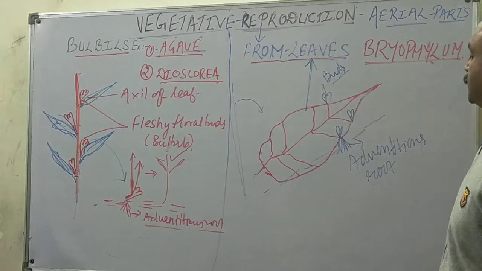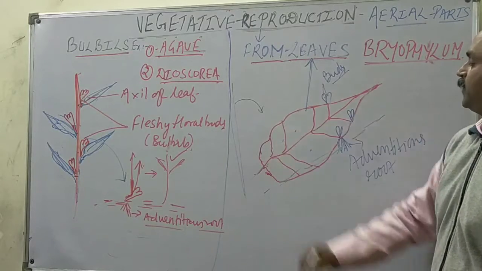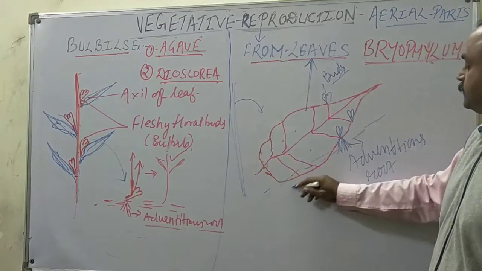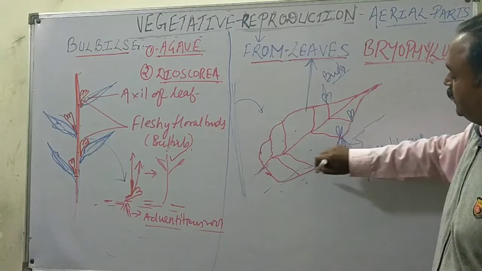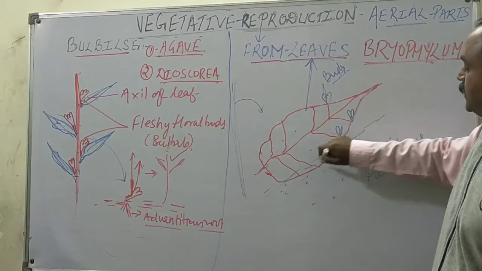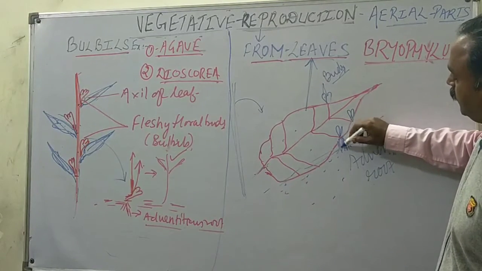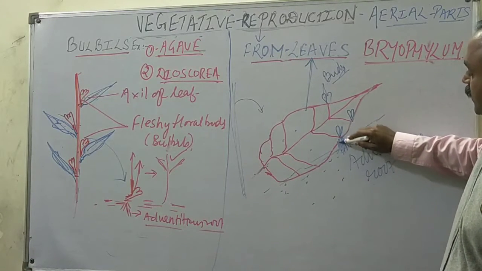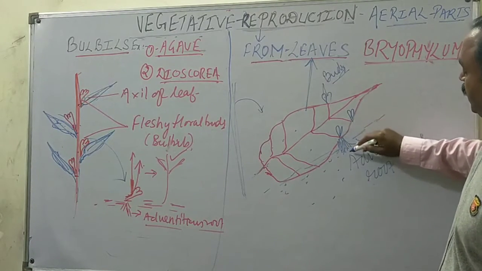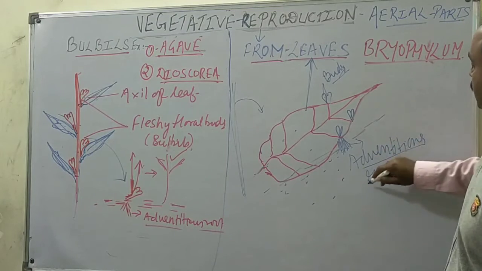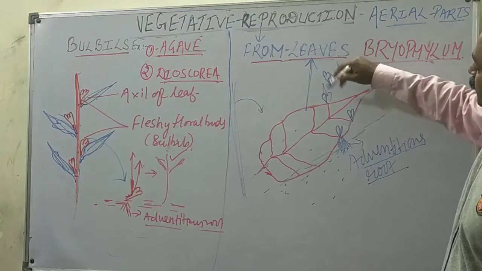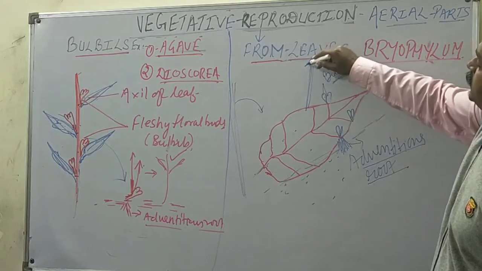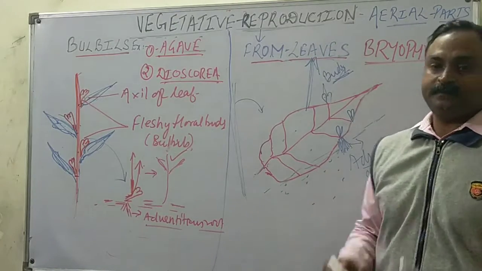Once again, children, what happens here in Bryophyllum? After detaching from the parent plant, when the leaf falls on the soil surface, from the lower surface at the margin of the leaf it strikes adventitious roots, and from the upper surface it gives rise to buds, and this bud produces a new plant.